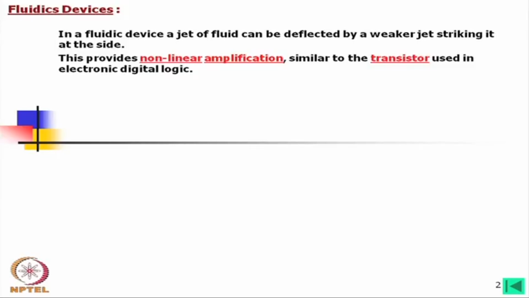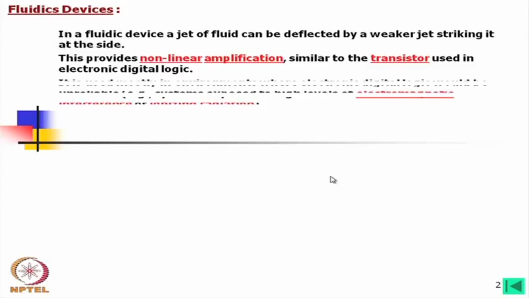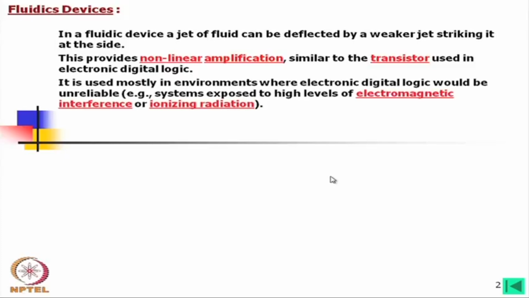It is similar to the transistor used in electronic digital logic. It is used mostly in environments where electronic digital logic would be unreliable, that is, systems exposed to high levels of electromagnetic interference, ionizing radiations, etc.